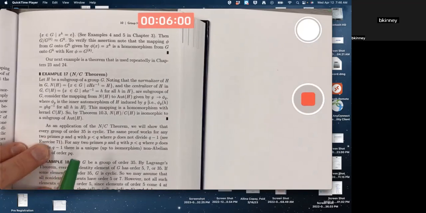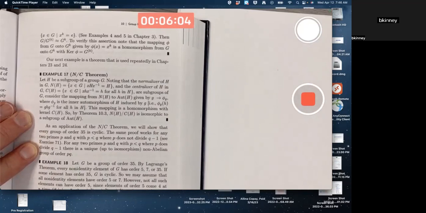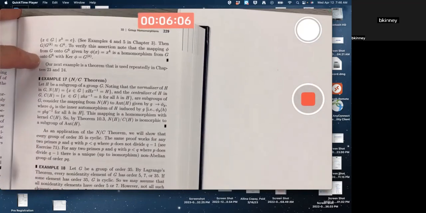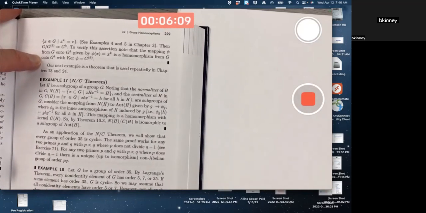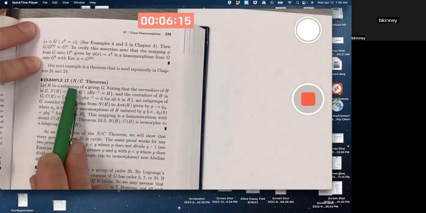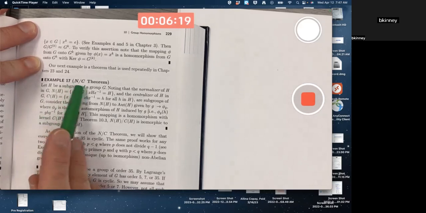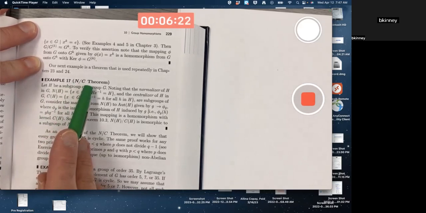So what we want to do here is study the relationship between examples 17 and examples 18 in chapter 10 on group homomorphisms. Evidently, these are applications of the first isomorphism theorem; you do see a factor group right there. Example 17 is not labeled as a theorem standing out in the book, but it's called the NC theorem here.